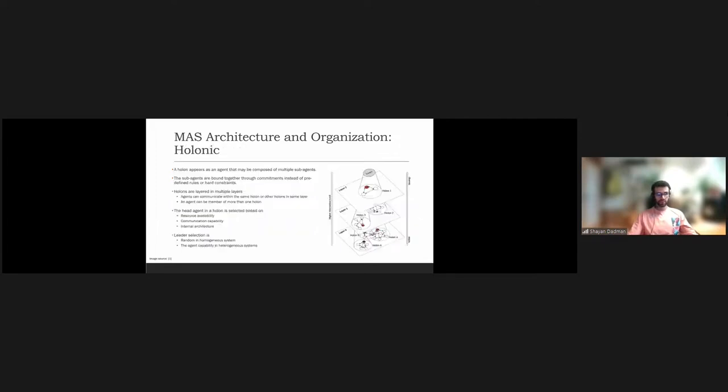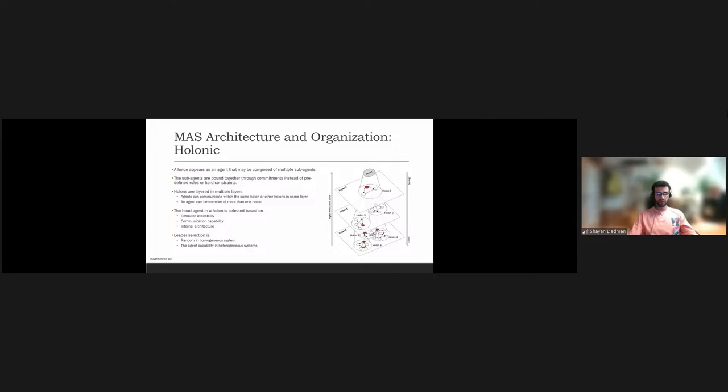In a holonic architecture, a holon appears as an agent that may be composed of multiple sub-agents. The sub-agents are bound together through commitments instead of predefined rules or hard constraints. Holons are layered in multiple layers. Agents can communicate within the same holon or other holons in the same layer, and an agent can be a member of more than one holon.